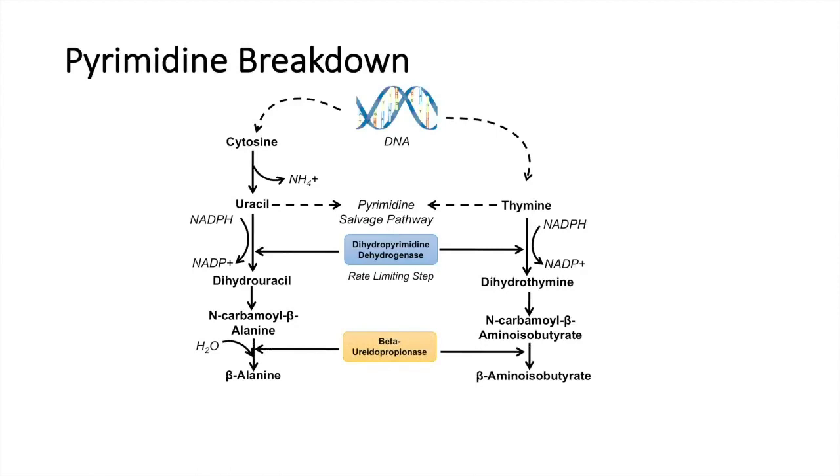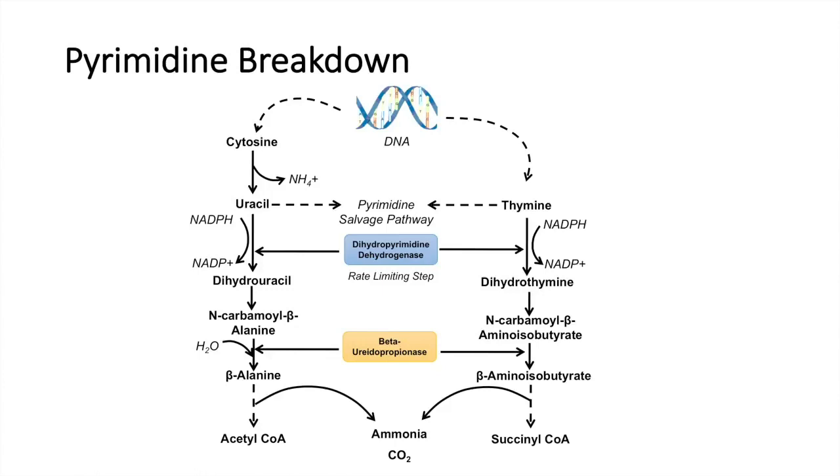Now, there's another common enzyme that processes these products. It's called beta-ureidopropionase. What it will do is process the N-carbamoyl form of these two products into beta-alanine for the uracil pathway, and then beta-amino isobutyrate from thymine. And now these will be processed further.